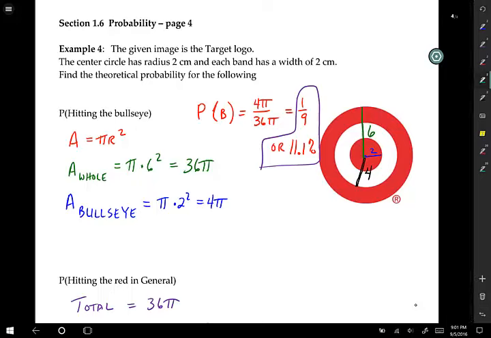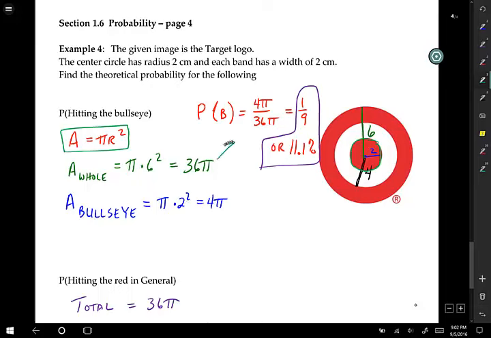Well, the bullseye would be found by the area of the smallest circle in red, and I'm going to highlight that in green here, divided by the area of the whole thing. So the area of my whole thing, the radius is 6, and we know that the area of a circle is pi r squared. So pi times 6 squared is 36 pi. The area of the bullseye, in blue, I have pi times 2 squared, which is 4 pi.